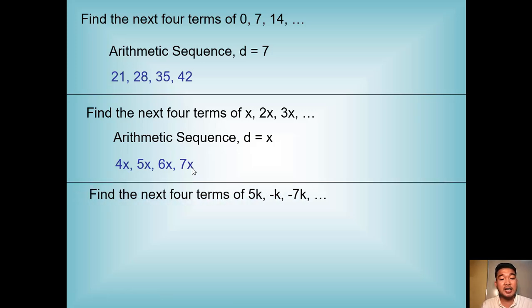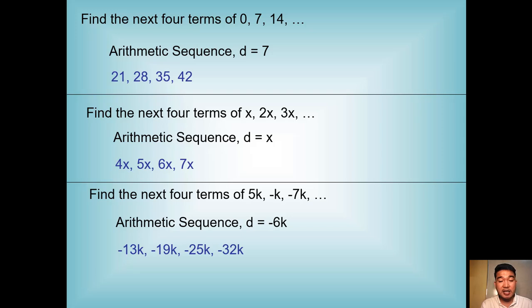How about this one? Find the next four terms of 5k, -k, -7k. So find the common difference. -k minus 5k is equal to -6k. -7k minus -k is -6k also. So that is our common difference. You just add -6k: -7k plus -6k is -13k, plus -6k is -19k, plus -6k is -25k, plus -6k is -32k.